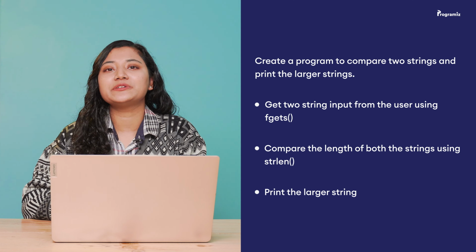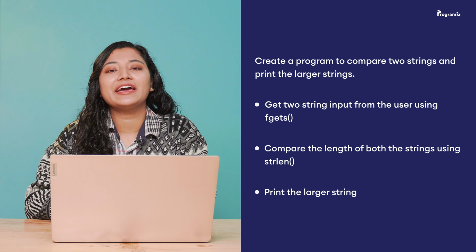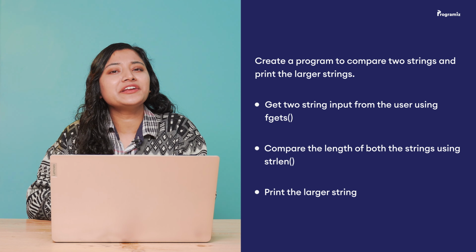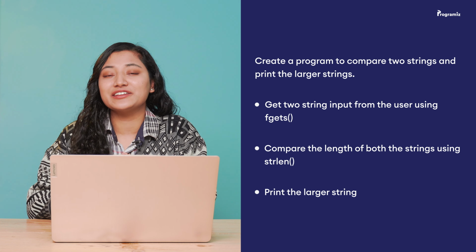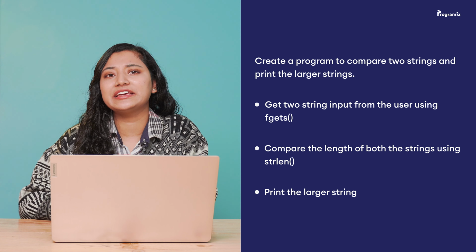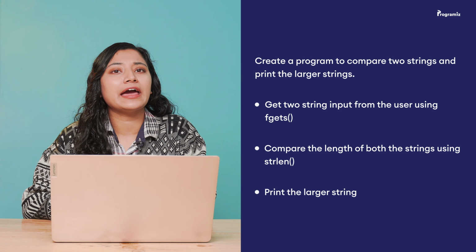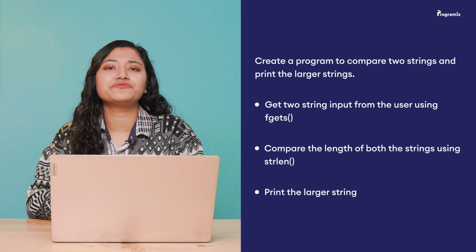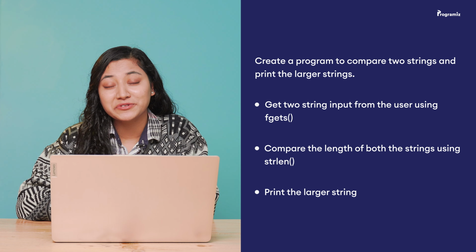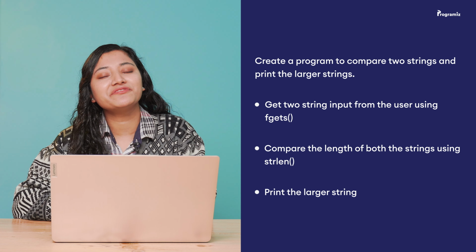Now to revise what you have learned in this program, here is a programming task for you. Create a program to compare two strings and print the larger string. Here is how the program should work. Get two string inputs from the user using fgets, compare the length of both the strings using strlen and print the larger string. You'll find the answer to this question in our GitHub repository, and also if you want to revise this concept, all this program will be there.